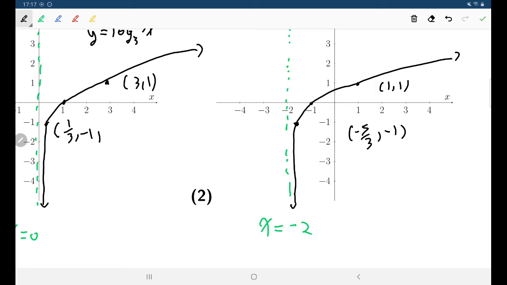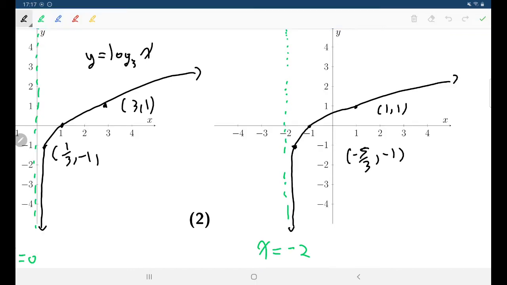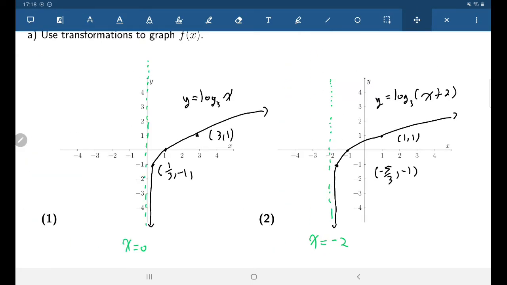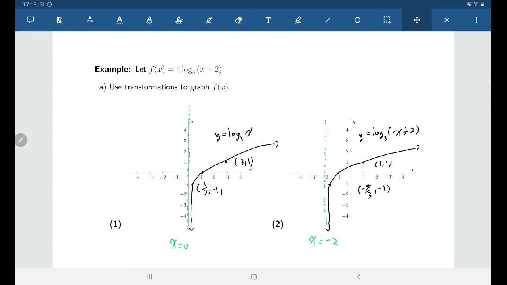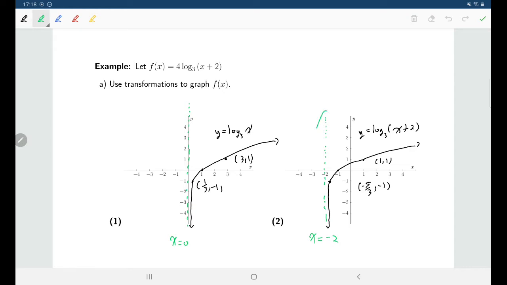There we go. And now, the only thing left for me to do is just label this. So this is log base 3 of x plus 2. There we go. And then the last transformation that I need to do is the vertical stretch by a factor of 4. Vertical stretch will not affect my vertical asymptote. If you're imagining this line and stretching it vertically, it's the same line. So the vertical asymptote will stay where it is, but all of the other y values will be multiplied by 4. So we'll stretch our graph and it'll be taller than it originally was.